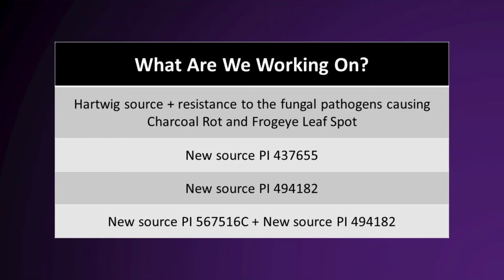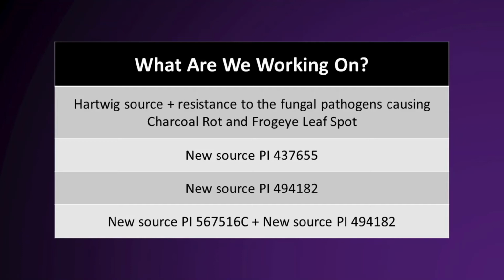Looking ahead, we have a lot of exciting things in the pipeline. We're working on combining the Hartwig source of resistance with resistance to the fungal pathogens that cause charcoal rot of soybean and frog eye leaf spot, 2 very economically important diseases. This project is in combination with Dr. Alamu Mengistu and Jason Deffenbaugh, who have another talk in this field day.